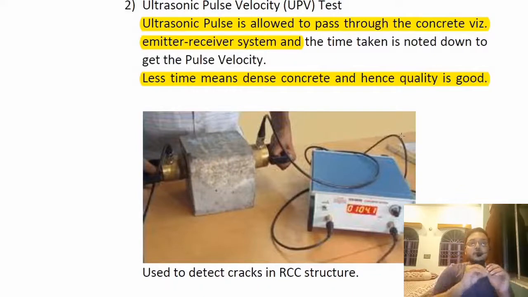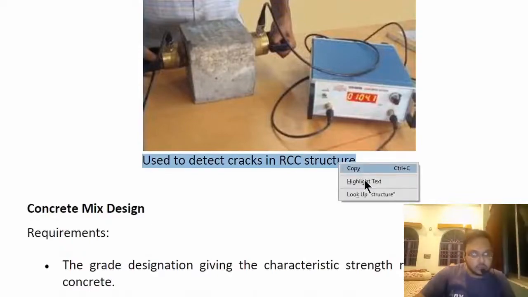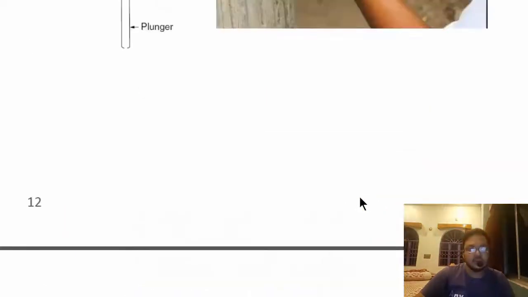There the speed will be very high if the concrete is dense, and thus it will pass a good amount of velocity. And if a certain crack, crevice or cavity is there, that velocity will be largely affected. That can be noted down, and hence we can get an idea if there is any crack or fault inside that particular specimen. So it is used to detect cracks in RCC structure.